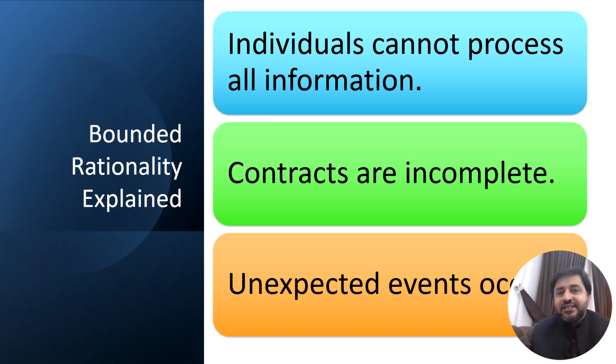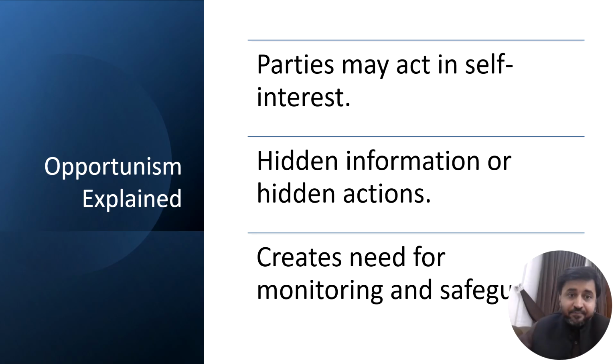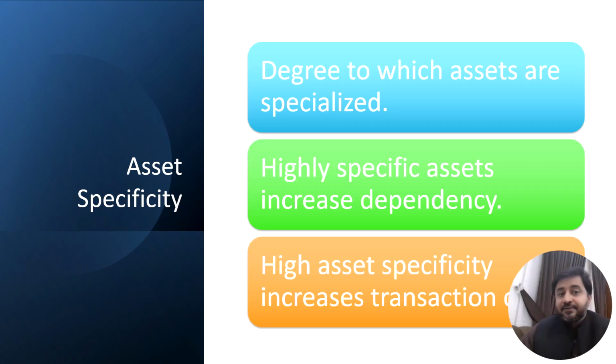So bounded rationality means that individuals cannot process all information, contracts are incomplete, and unexpected events can occur. While with opportunism, the parties may act in self-interest, hidden information or hidden actions can happen, and this creates the need for monitoring and safeguarding.